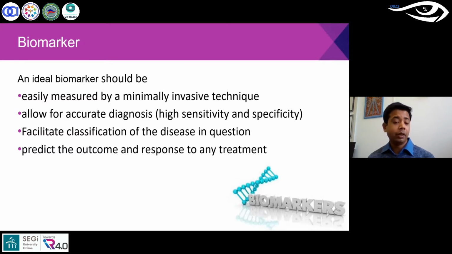It should be able to predict the outcome and response to any treatment. So it should be quite accurate. It should be easy to administer in an optometry clinic. And also, if we know what is going on and we can quantify it, perhaps we can try to manage it with the existing treatment options available to us.